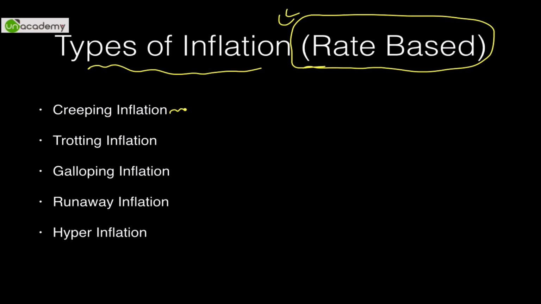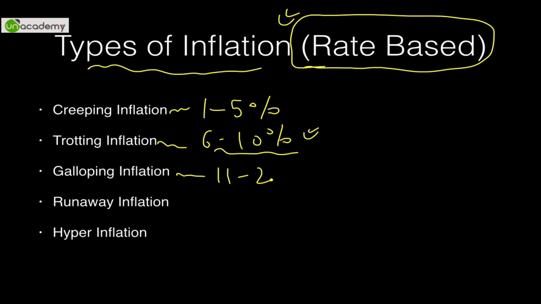Creeping inflation basically means that the inflation is in the range of anywhere between 1 to 5%. Trotting inflation, again 6 to 10%. Again, it can depend from country to country, nation to nation, state to state, economy to economy. Galloping inflation is anywhere between 11 to 20%. Runaway inflation, anywhere between 21 to 40%. Hyperinflation is usually more than 40%.